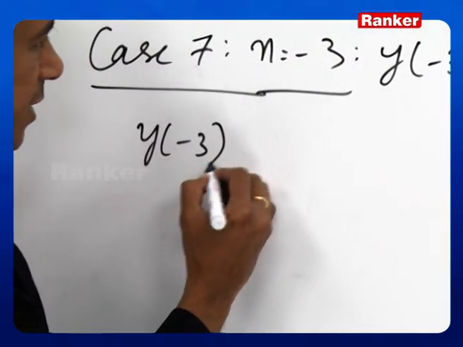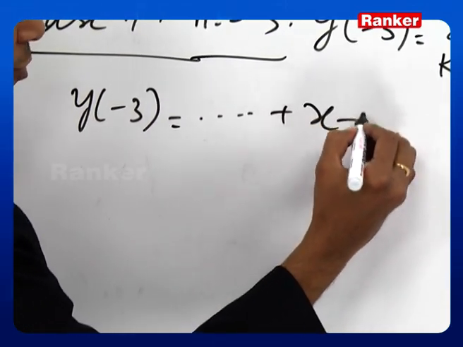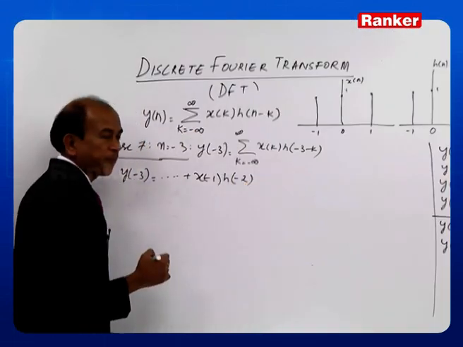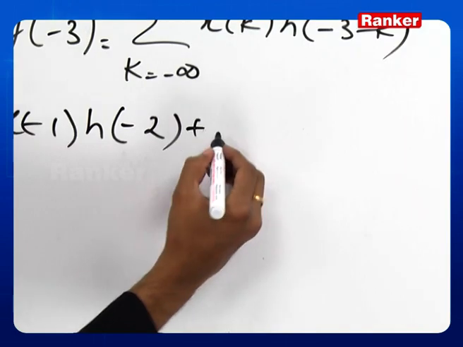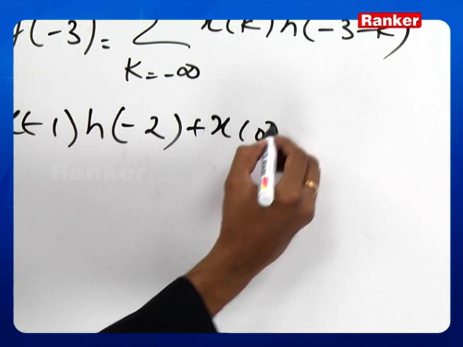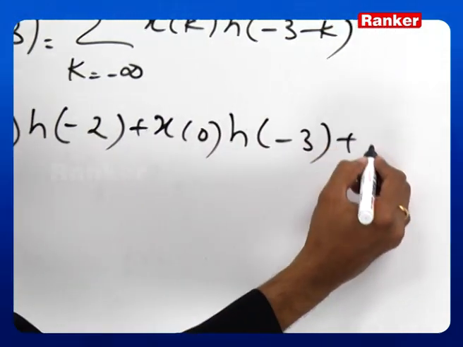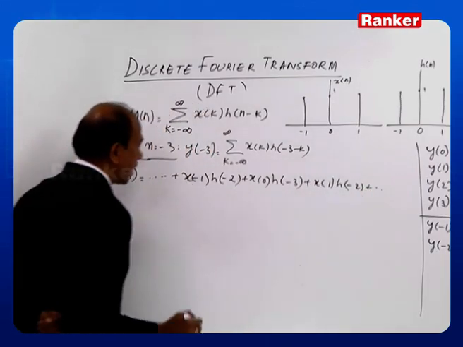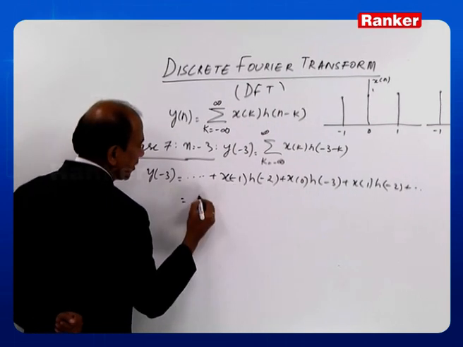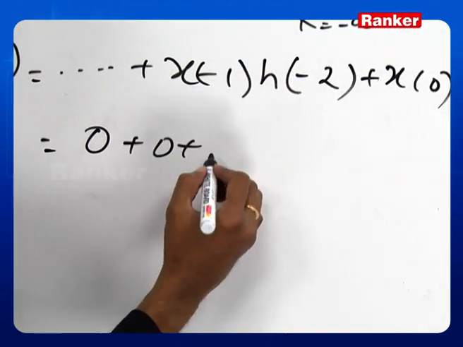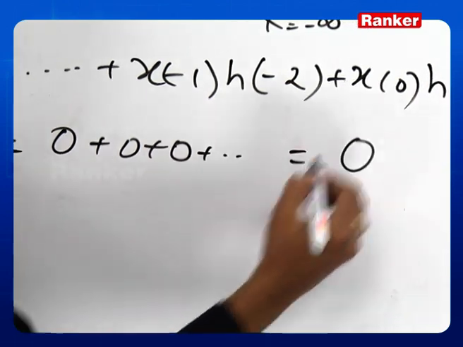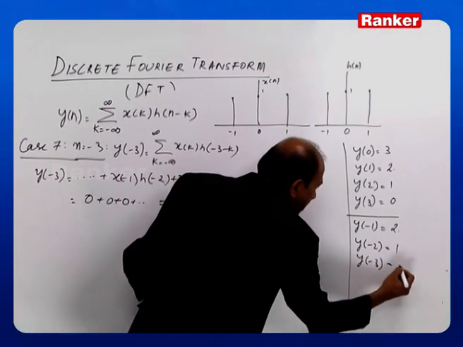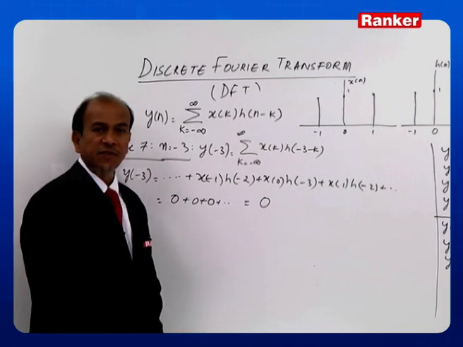So, y of minus 3 is equal to x of minus 1, h of minus 3 plus 1, that is minus 2, plus x of 0, h of minus 3, plus x of 1, h of minus 3 minus 1, that is minus 4, and so on. So, look at this, this is 0 for us, this is 0, and that is also 0, and it goes on. So, we will get an answer of y of minus 3 is 0. So, let us put it here, y of minus 3 is 0. These are the different values which we got.